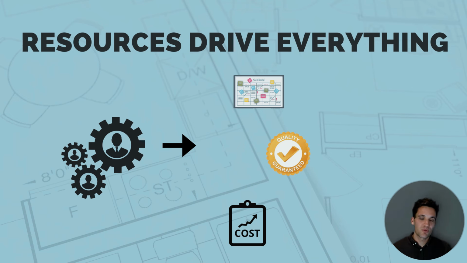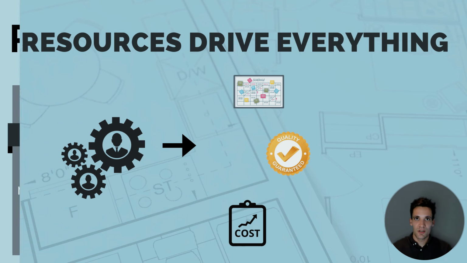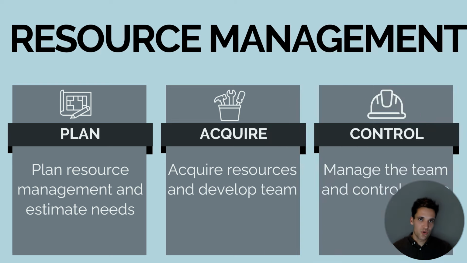So ultimately, projects are all about managing and controlling resources efficiently and effectively. And so project resource management is a critical domain of project management. We can break project resource management down into 3 parts. First is planning. So this is planning your resource management and estimating what resources you're going to need to complete the project.